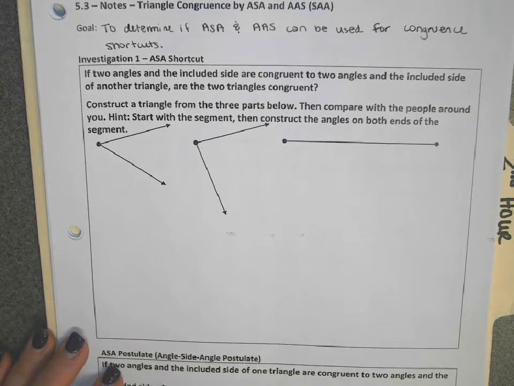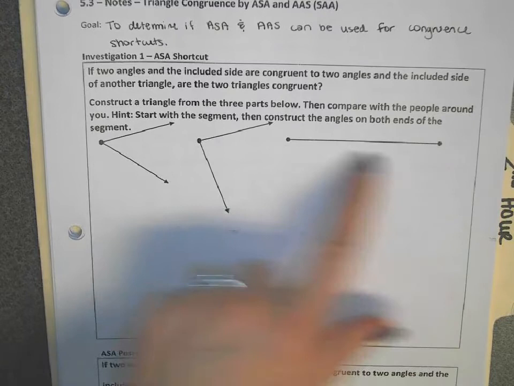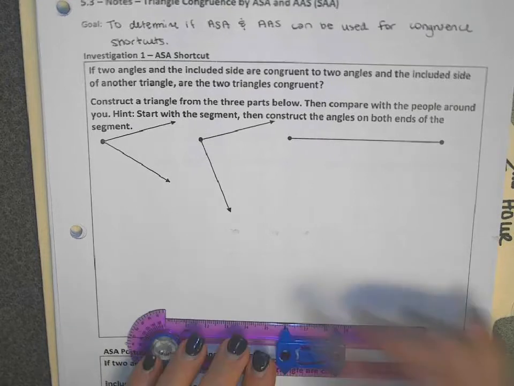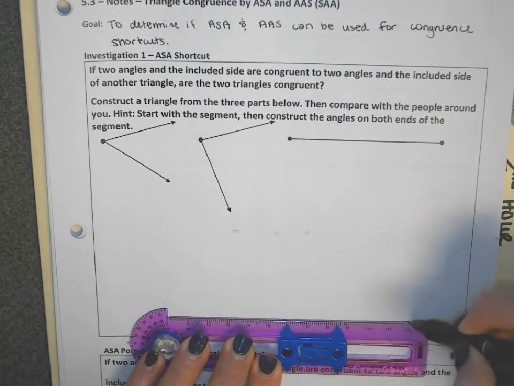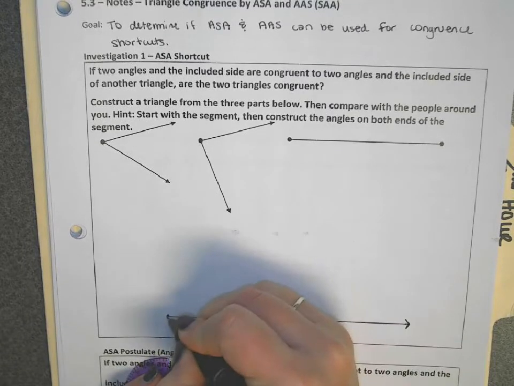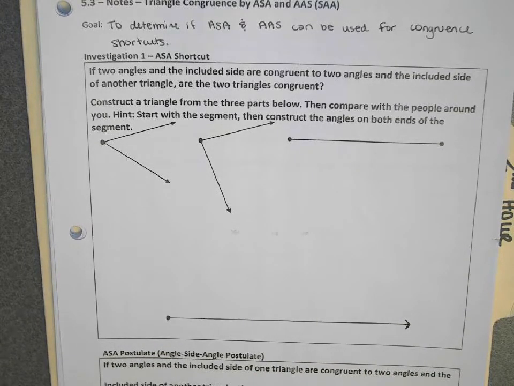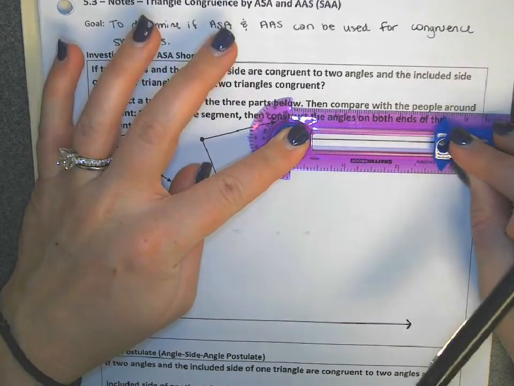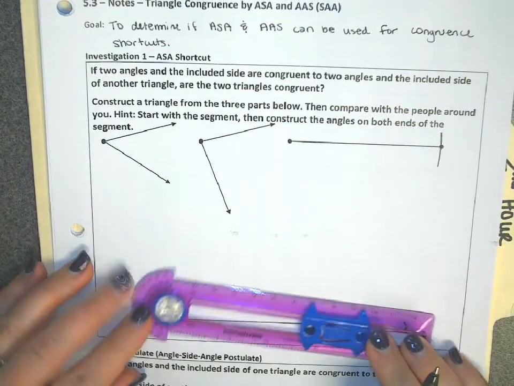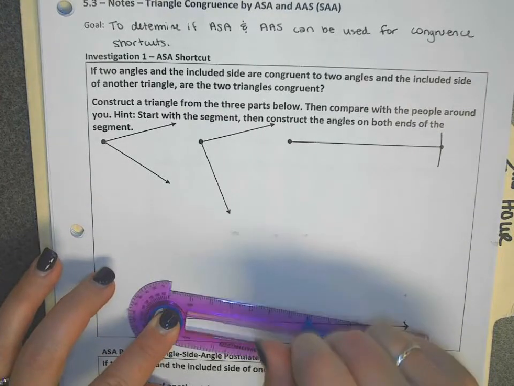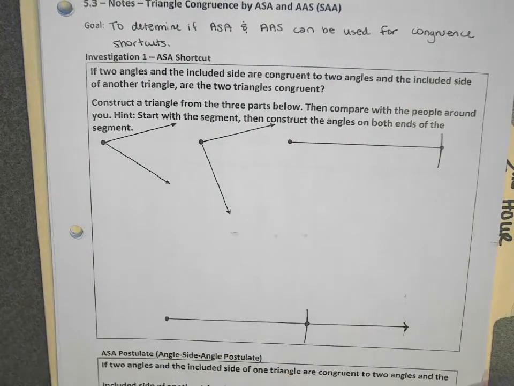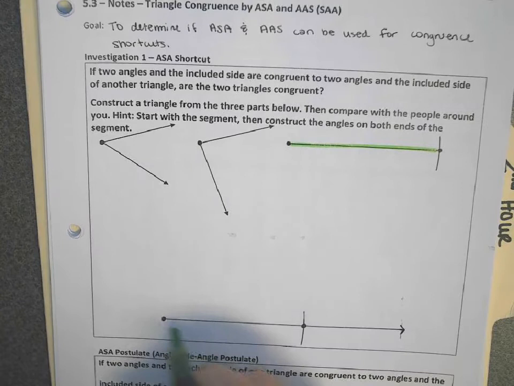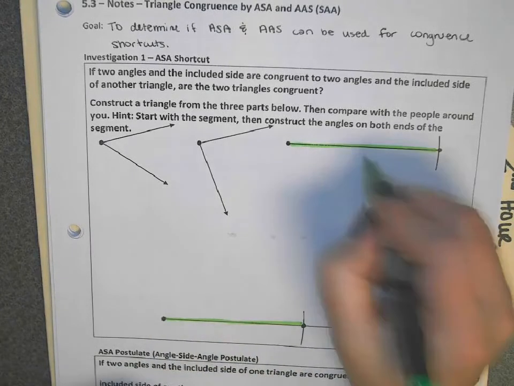And so the first one we're going to look at is angle, side, angle. So we have to start with this segment. The first thing that we're going to do is draw a ray, and we're going to copy this segment onto our ray. So this segment is the same as this segment here.